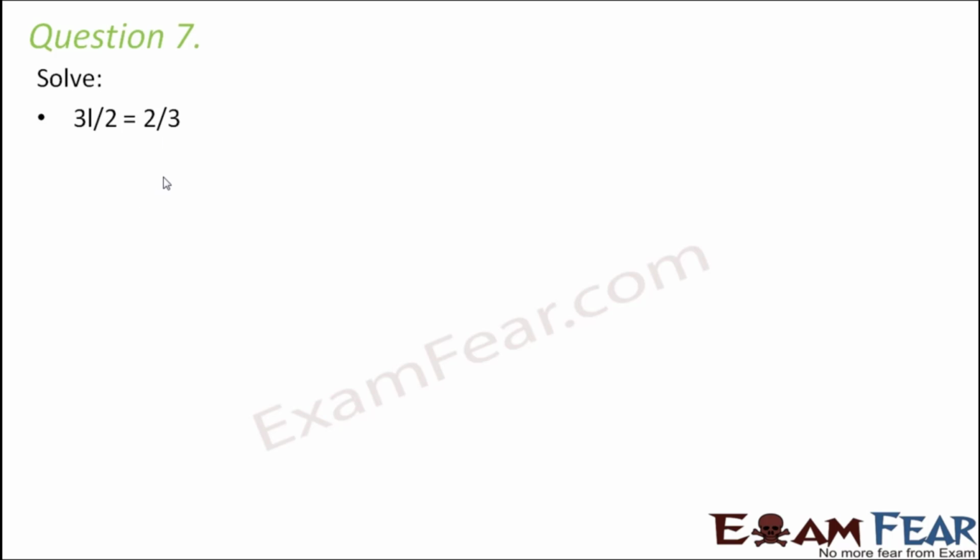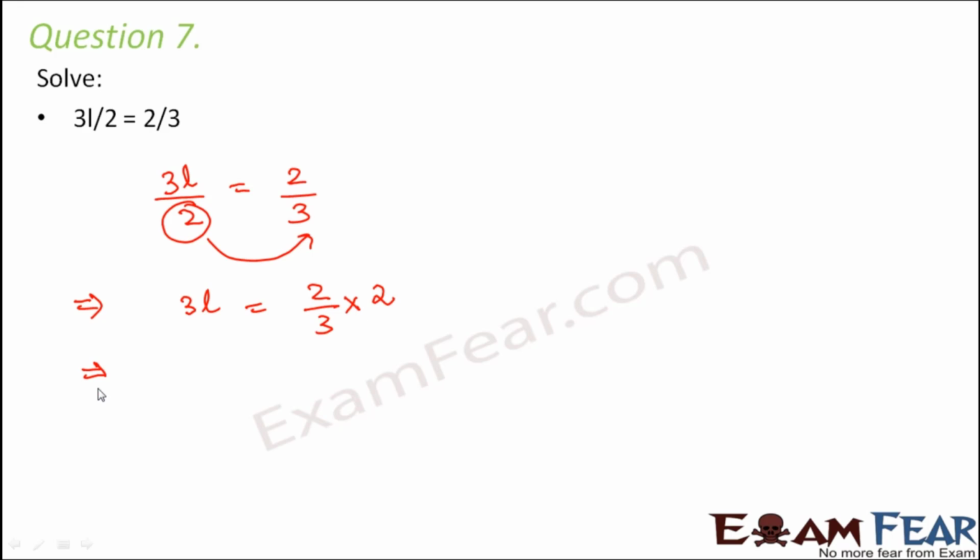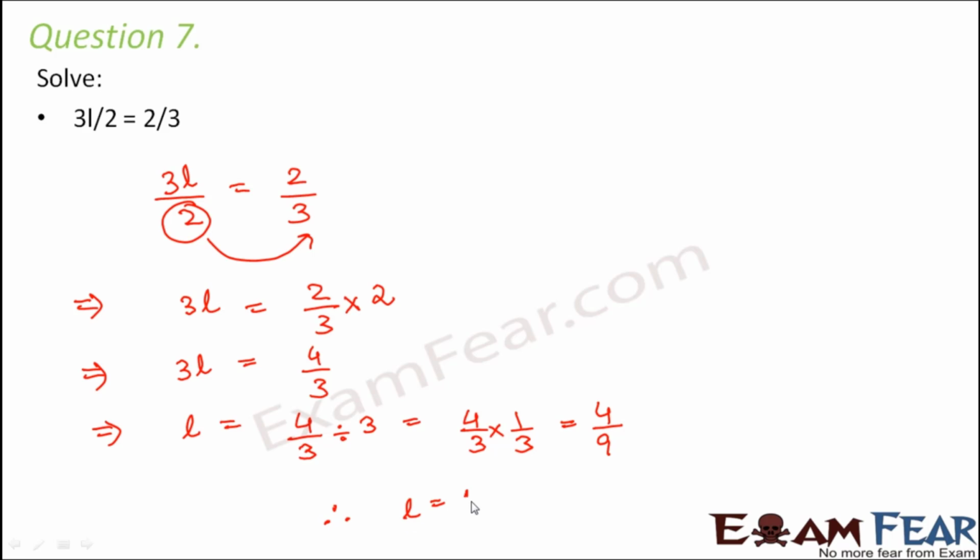Question number 7. 3l by 2 is equal to 2 by 3. So let us first move this constant term to the right hand side. So what will happen? This is divided by 2. That's why when it comes this side, it will become multiplied by 2. So this implies 3l is equal to 4 by 3. Or we can say l is equal to 4 by 3 divided by 3. That is equal to 4 by 3 into 1 by 3, that is equal to 4 by 9. Therefore, l is equal to 4 by 9 is the solution for this equation.